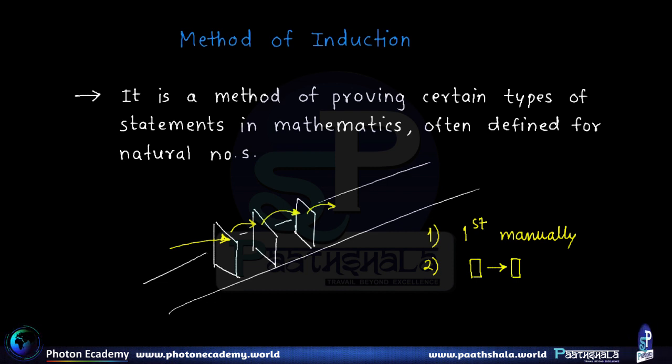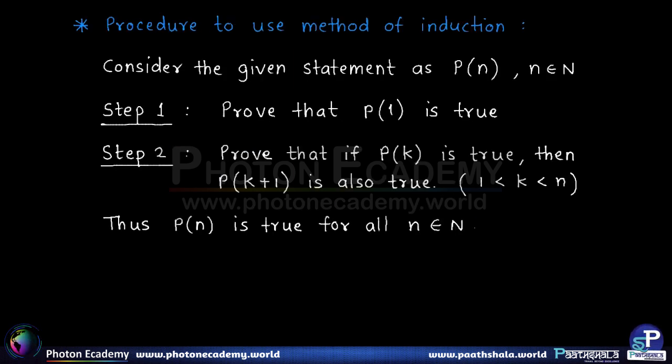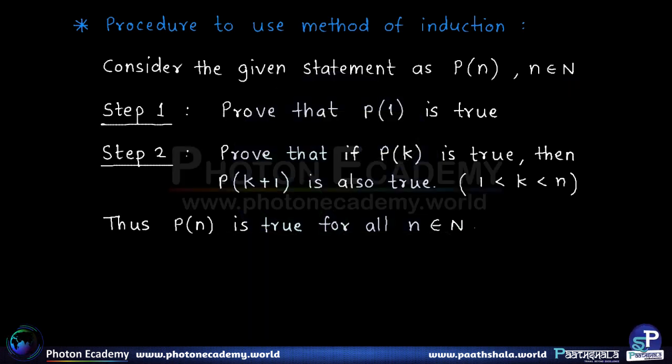Let's see the two important steps that we must perform to prove a certain statement by using induction. When any sum is given to us to be proven by the method of induction, we proceed as follows. So here is the procedure. First, let us consider the given statement as P of n, that stands for a proposition in n. That means something which is to be proven, that we call a proposition, where n is a natural number. Now as step 1, we show that P of 1 is true.